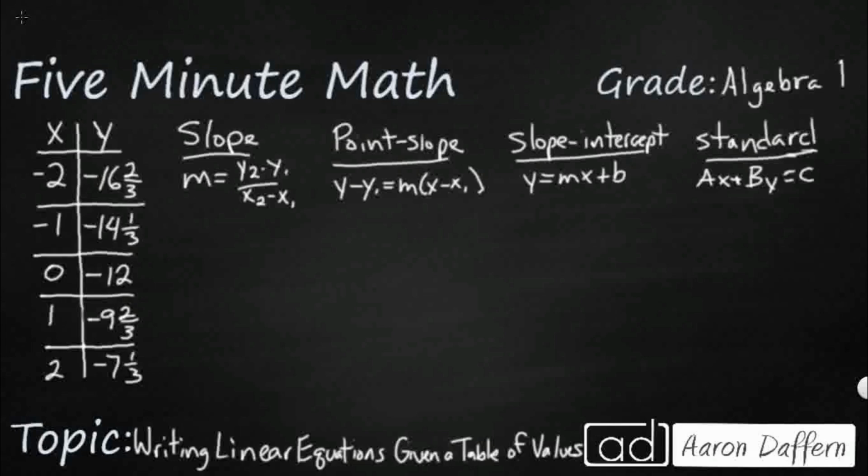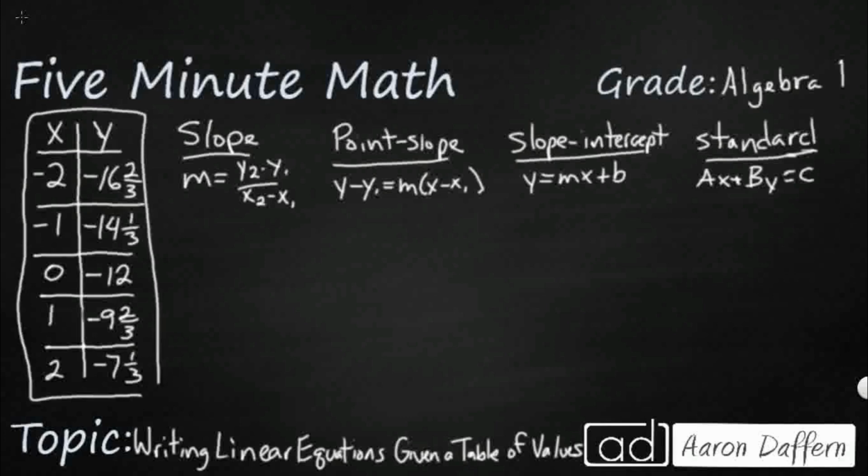Today we are looking at the Algebra 1 concept of writing linear equations, specifically how we can do so given a table of values, and we will do it in 5 minutes or less. So we have a table of values over here, just some basic xy coordinates, and we need to write it in either the slope-intercept or the standard form.